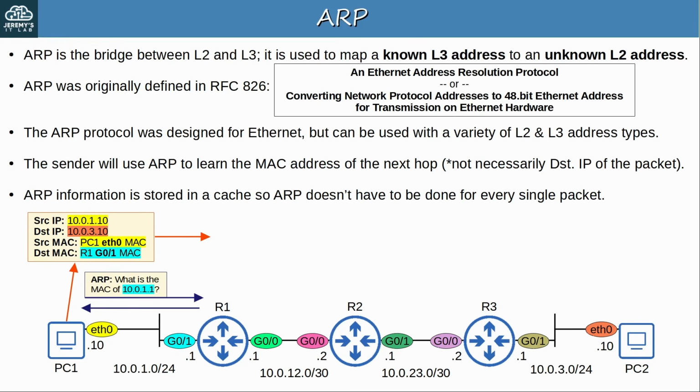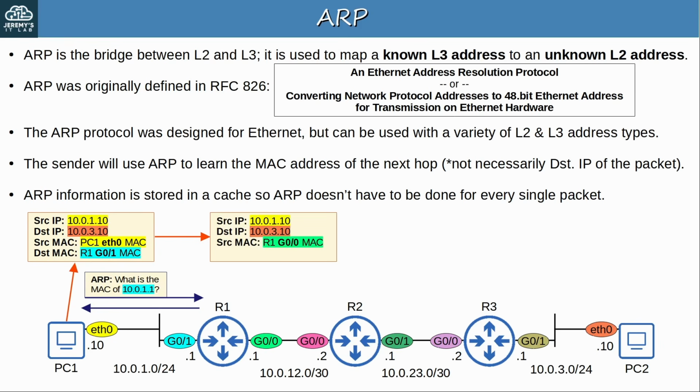PC1 is then able to populate the destination MAC field of the frame with R1's G0/1 MAC address, and send the frame to R1. Note that, as I mentioned before, PC1 didn't use ARP to learn the MAC address of the destination IP of the packet it wants to send, PC2's IP, but rather to learn the MAC address of the next hop, which is its default gateway.